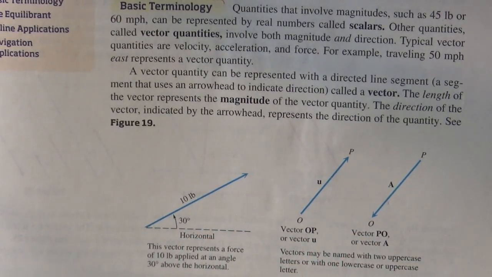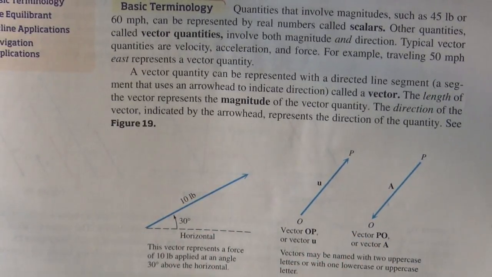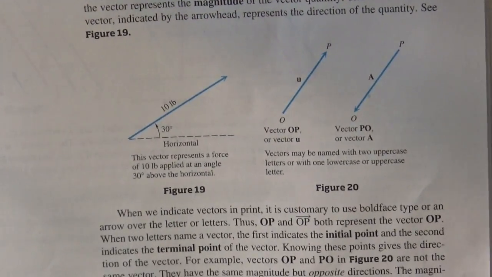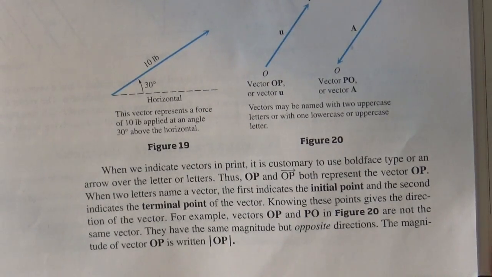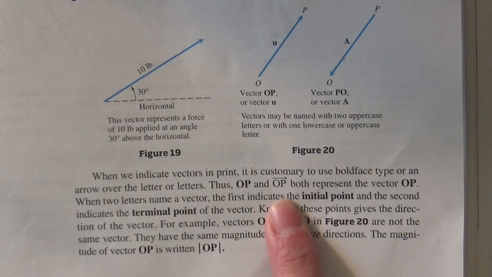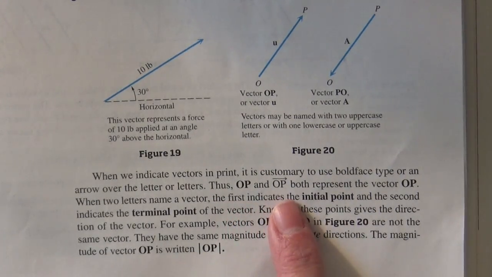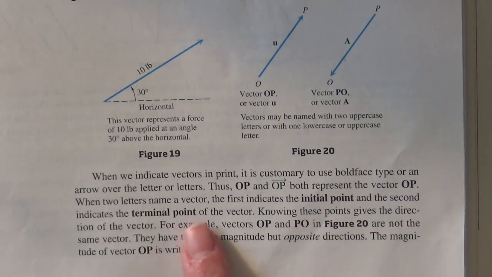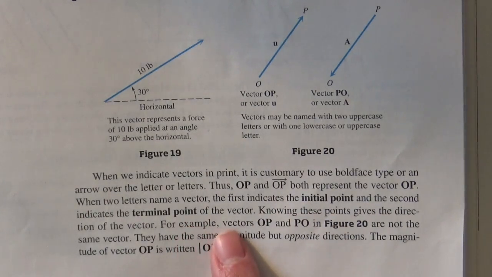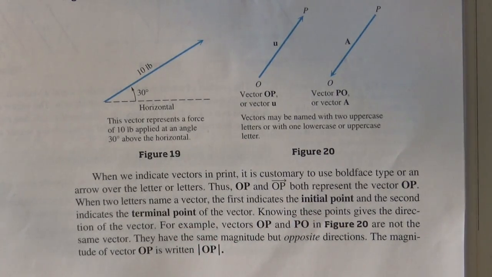We're not going to read everything, but I am going to continue to read at the bottom of the page. Let's try to get this where it'll show up. Okay, when we indicate vectors in print, it is customary to use boldface type or an arrow over the letter or letters. Thus, OP and OP with the arrow over it both represent the vector OP. When two letters name a vector, the first indicates the initial point and the second is the terminal point of the vector. Knowing these points gives the direction of the vector.